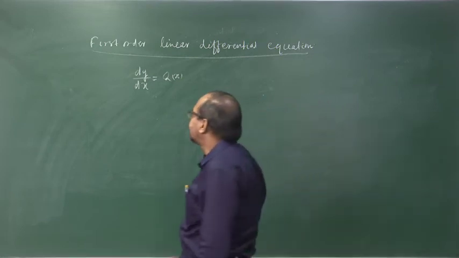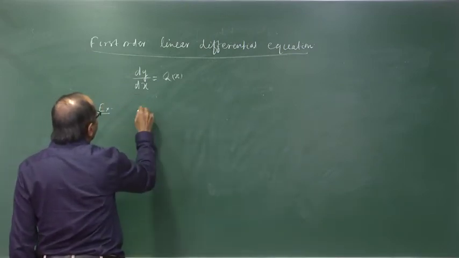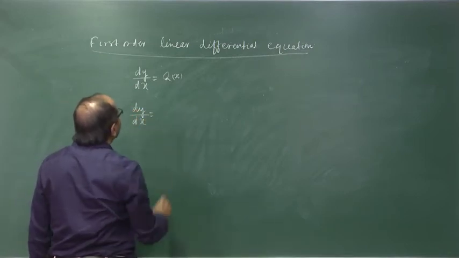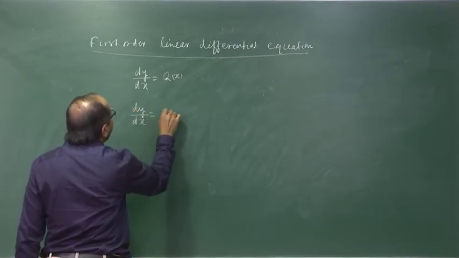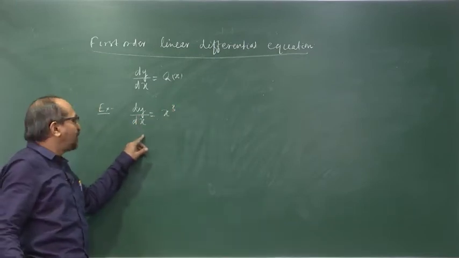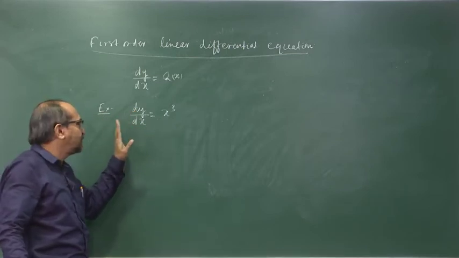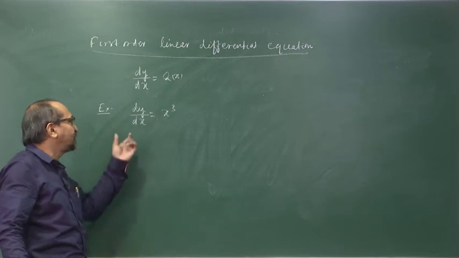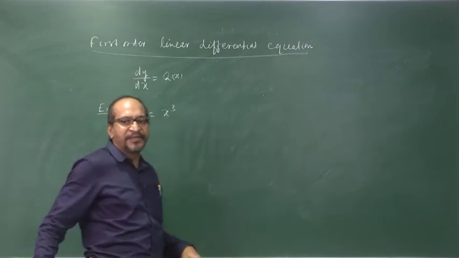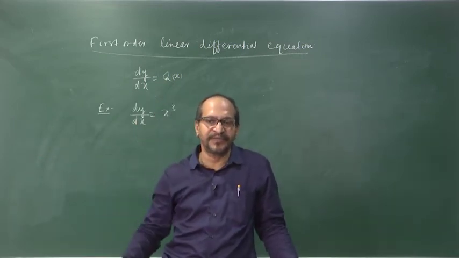For example, let us give an example. dy by dx is equal to x cube. This is a first order linear differential equation. I mean first order because there is only the first derivative. There are no higher order derivatives. So, the derivative is first order, and the power of the highest order derivative is called the degree of the equation, and if the degree is 1, it is a linear differential equation.